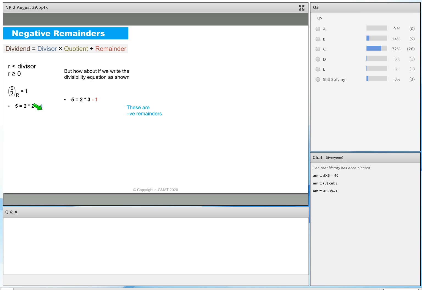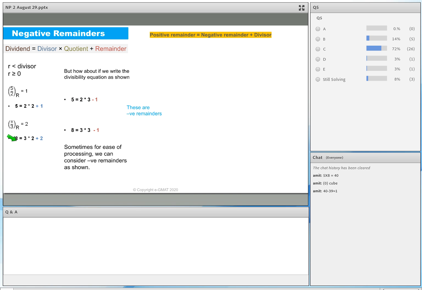So while plus 1 is the usual remainder that we talk about, minus 1 is a negative remainder. In this case, 2 times 2, you took the smaller multiple, the number which is smaller than 5, as the multiple. Here you took 6, which is the next number. You took that as the multiple. These are negative remainders. Another example, I'm dividing 8 by 3.